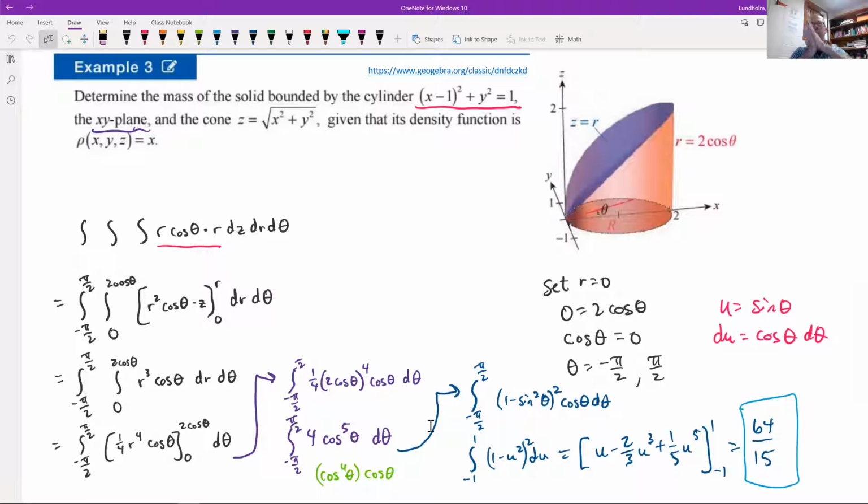Right. We need to think about our z-bounds. We are bounded below by the xy plane, and we're bounded above by this cone. Let's use green. Below, we're going to be at a z value of 0, and above, we're going to be at this z value. This will just be z is the square root of r squared, or just r. So z is going to go from 0 to the cone, or r.